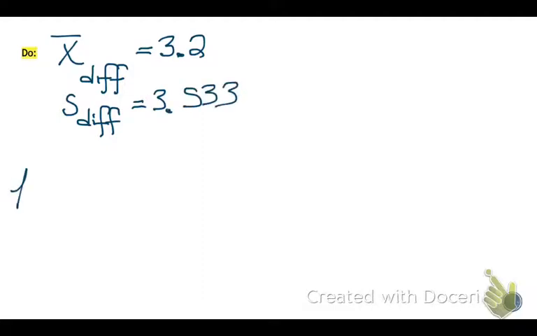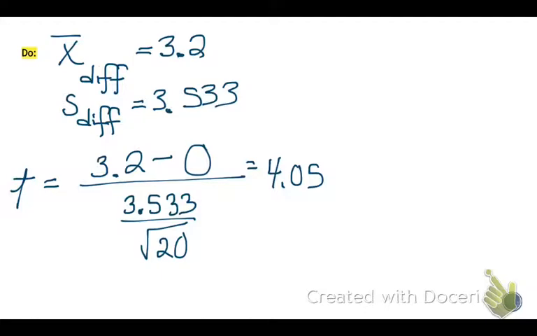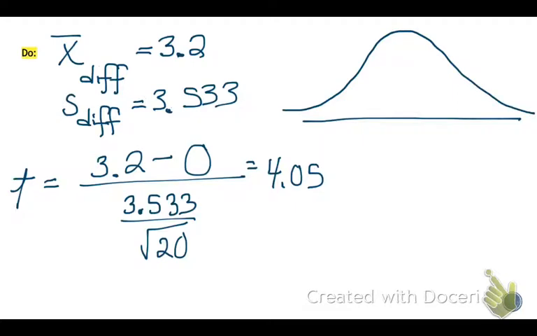All right, so my test statistic is my observed 3.2 minus my parameter, which I'm assuming that mu is equal to 0, that there is no difference, so minus 0, over the standard error, which, from your formula sheet, is equal to the standard deviation of the difference, so 3.533, divided by the square root of the sample size, which is 20. Type that in, and I get 4.05. Okay, that's quite a few standard deviations away. It's telling me that that's pretty unusual.